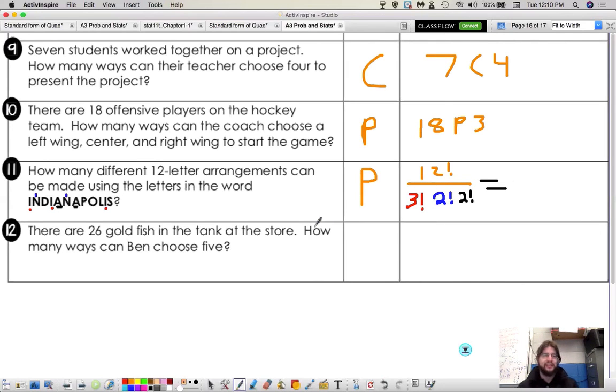We have to divide by the repeats because it doesn't matter if we use this A first or that A first. We can't distinguish them. So that's why I had to take out that 2 factorial right there.